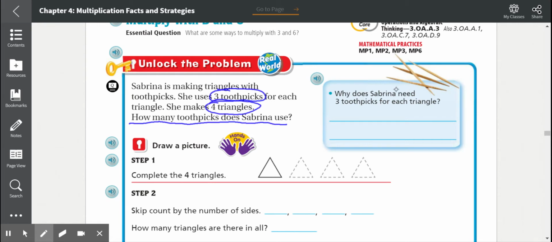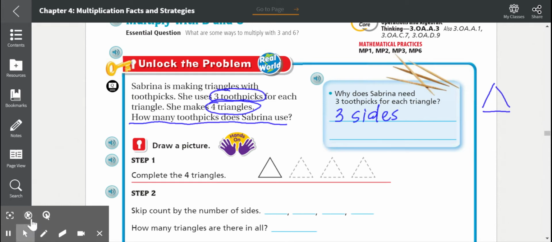Why does Sabrina need 3 toothpicks for each triangle? So she's making a triangle, and she's going to use 1 toothpick, 2, 3. Why does she need 3 toothpicks? Well, a triangle has 3 sides. So she'll need 3 toothpicks for each triangle.